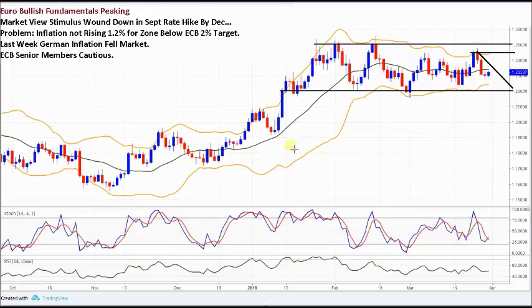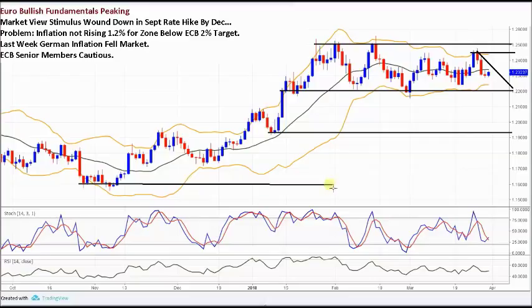So where could we go to? My own view is 119.30. That's the first level. Second level is all the way back to 116. Now, obviously, as we come down to the breakout point, we'll be looking at our stop levels, but it's probably going to be back behind 123. But obviously, we'll see how it goes.